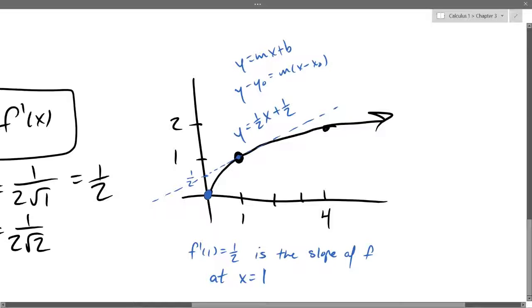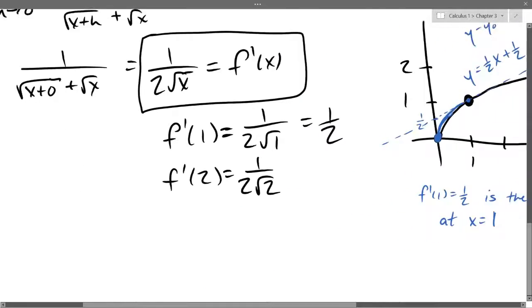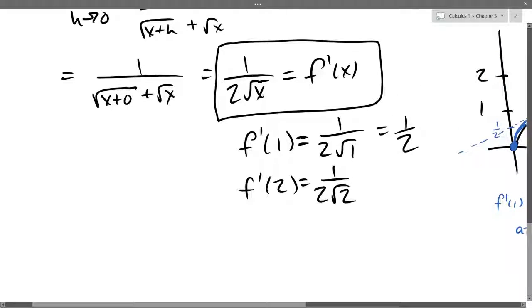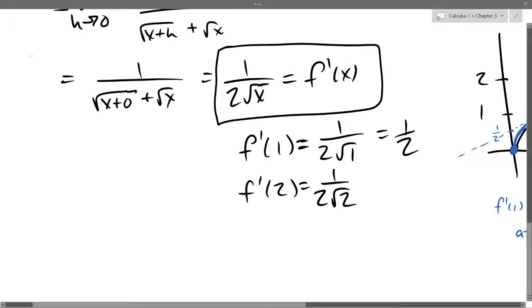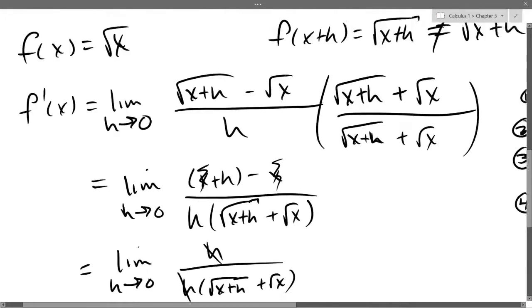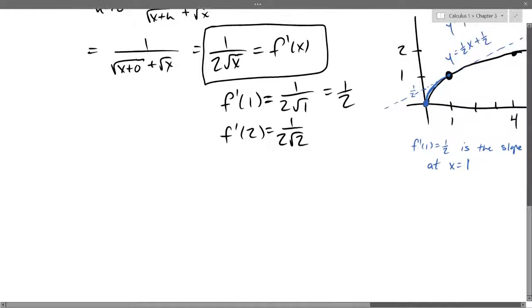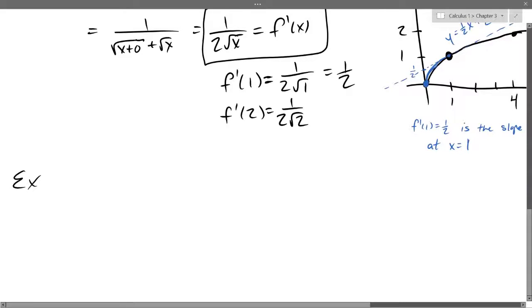So we did f prime of x, 1 and 2. We're going to do the exact same problem with a different function. So we'll do the 1 over x function now.